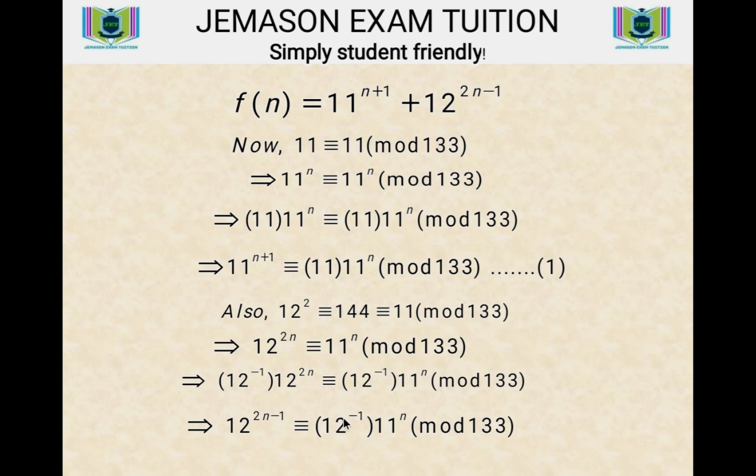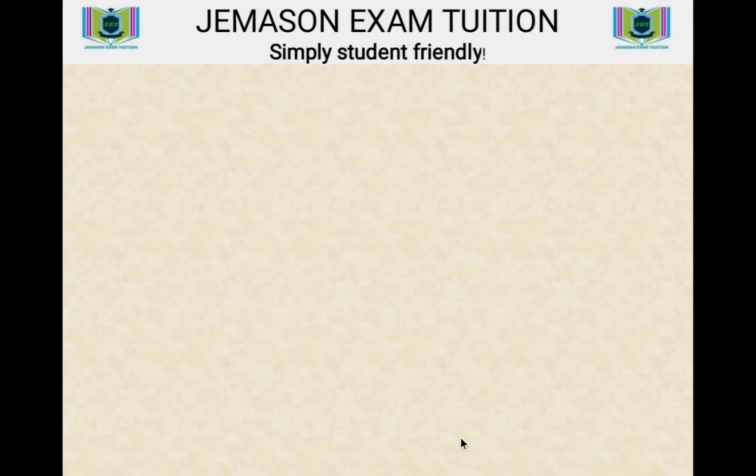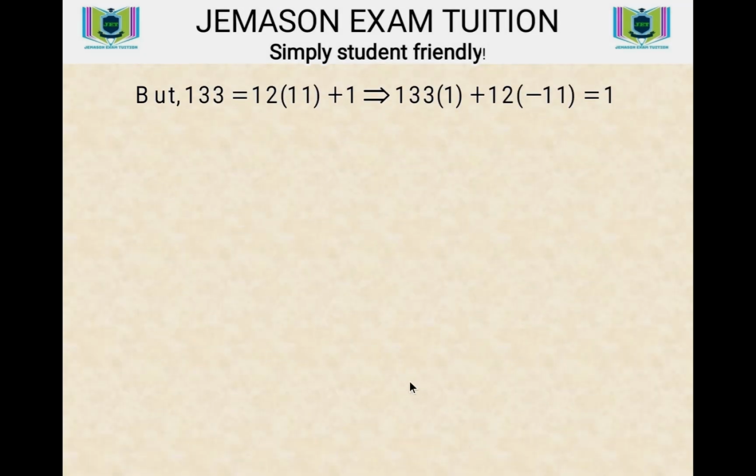On the right hand side, we need to express 12 to the -1. This actually is the multiplicative inverse of 12 in modulo 133. So I need to find that integer, that if I multiply by 12, it will be congruent to 1 in modulo 133. And to obtain that multiplicative inverse of 12, I will carry out the division algorithm of 133 with 12. When I divide 133 by 12, I have 11 and the remainder is 1.